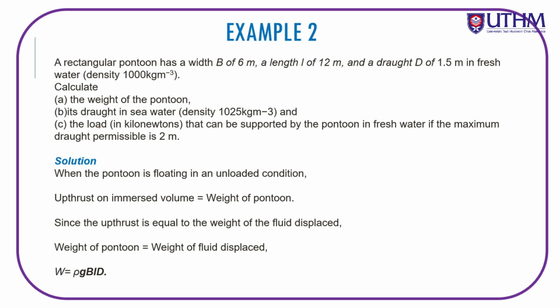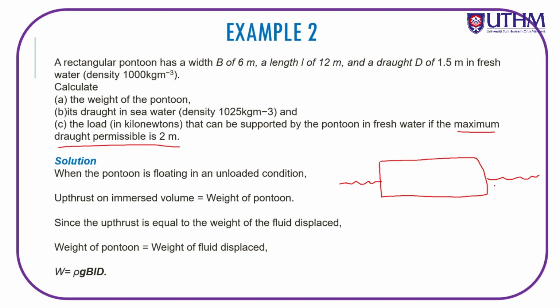And C, the load in kilonewtons that can be supported by the pontoon in fresh water if the maximum draught permissible is 2 meter. So maximum draught permissible is 2 meter. Okay, draught. Untuk siapa yang tak tahu, draught adalah ni. Ni ada air.